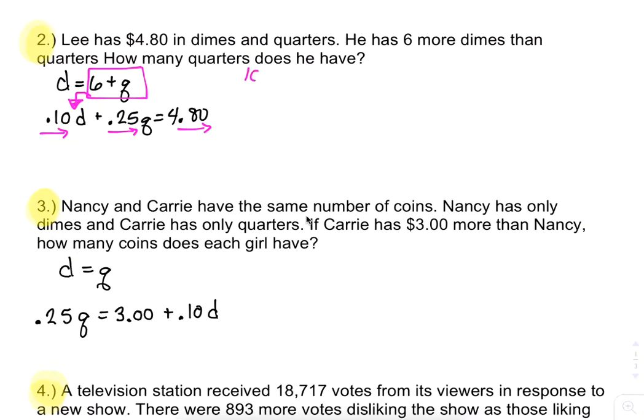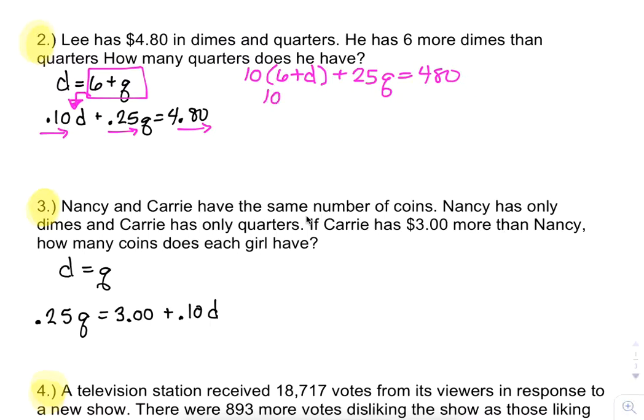That means that we have 10 times (6 plus D), we're plugging it in, plus 25Q equals 480. We want to get rid of the decimals because it makes our life a little easier to not have to look at those. So we just move all of them over 2 places. That makes the 10, the 25, and 480. Okay? All right, from here, we're going to go ahead and distribute.